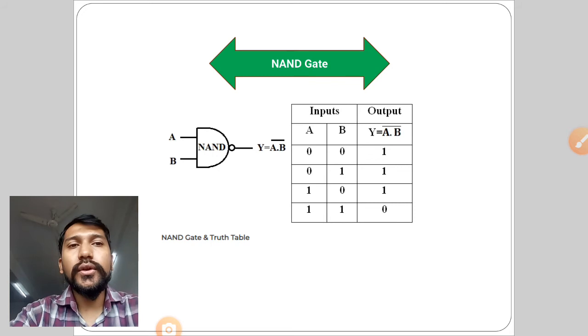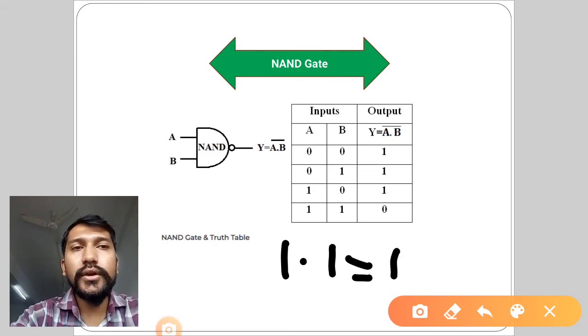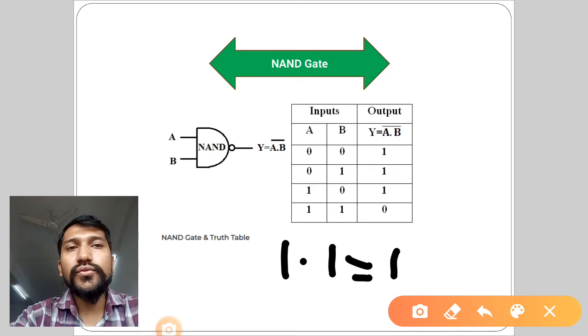So what is the truth table of the AND gate? I will be getting high output when both the inputs are high. 1 into 1 in terms of an AND gate is 1. And for all other combinations I will be getting 0 0 0. So here is the bubble. So exactly opposite operation.